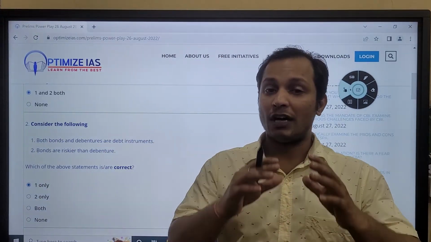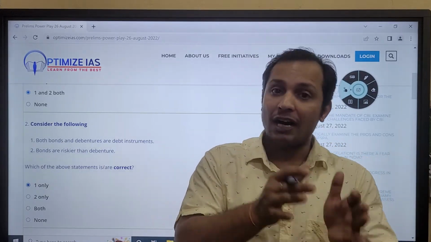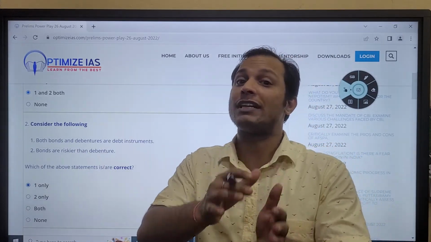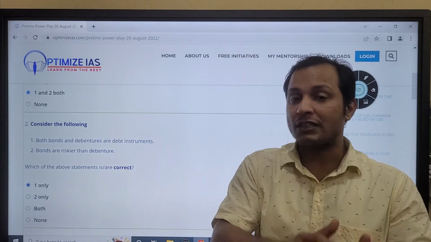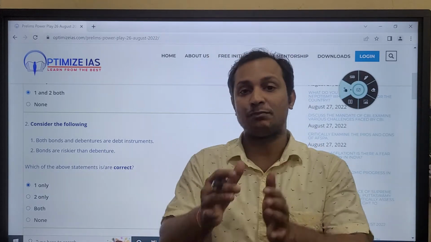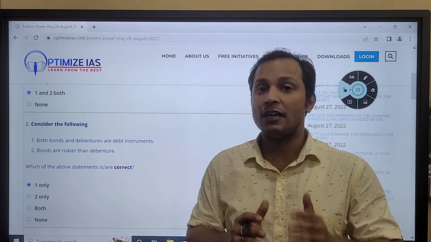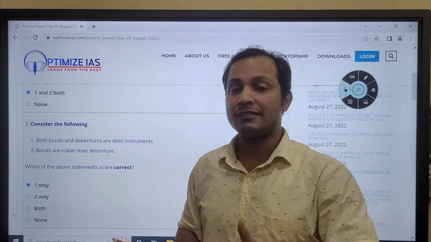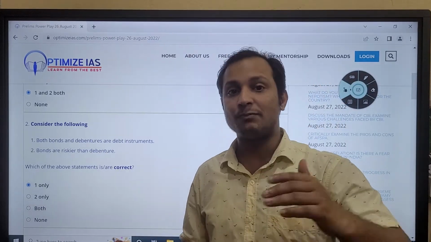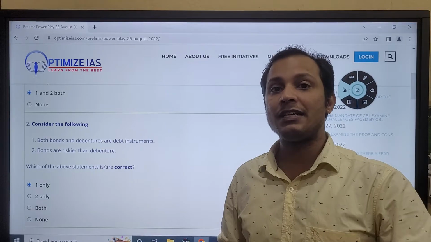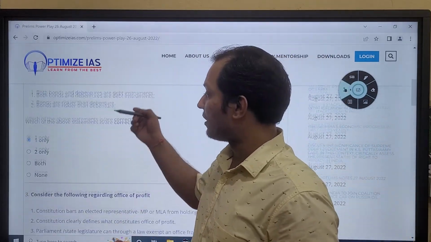I hope you understood the difference between a debenture and a bond. Both are same to an extent because both are debt instruments. Both are long-term debt instruments which are used by companies to raise capital. But there is a difference. Bonds are secured, whereas debentures are not secured. Bonds are used by both private sector companies and the government, but generally debentures are used by private sector companies. Guys, I hope you are learning the concept.